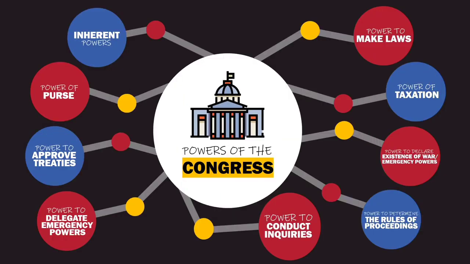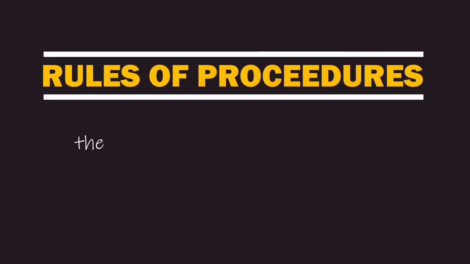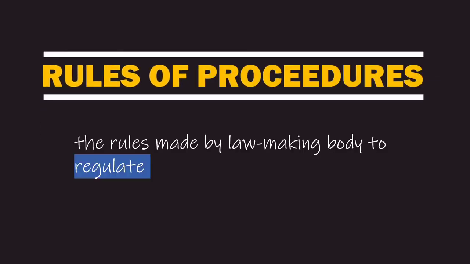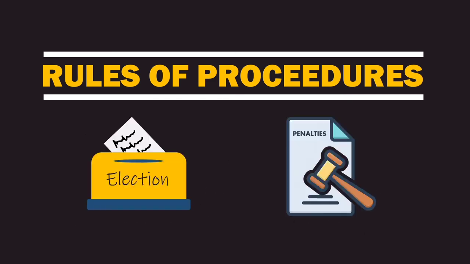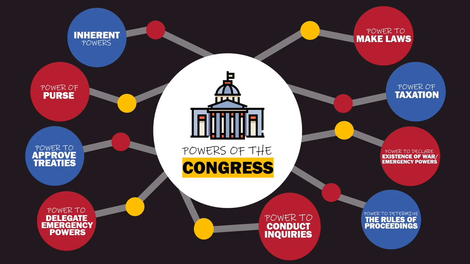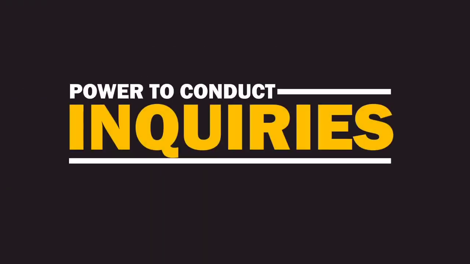Next, the power to determine the rules of its proceedings. Rules of procedure are the rules made by the law-making body to regulate the manner of conducting its deliberations. The election of the officers and penalties to be imposed on members are proper subjects of the rules of procedure. For our last power that we will discuss in this video, it is the power to conduct inquiries.